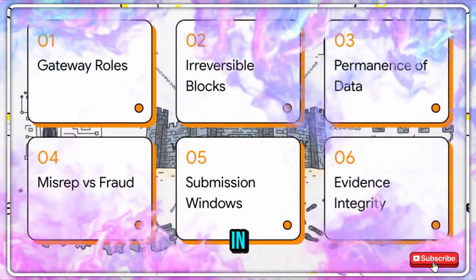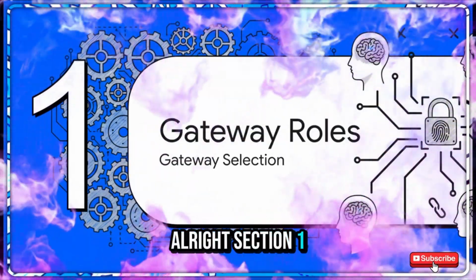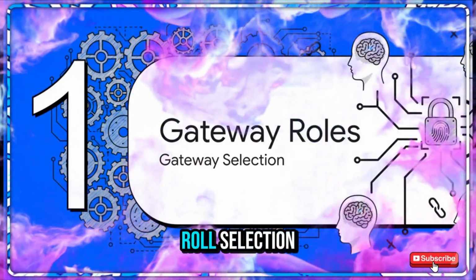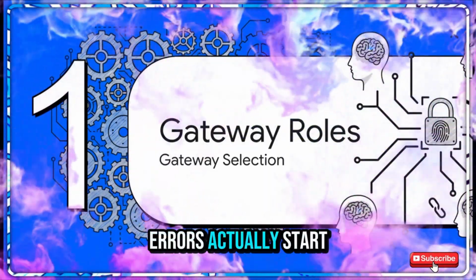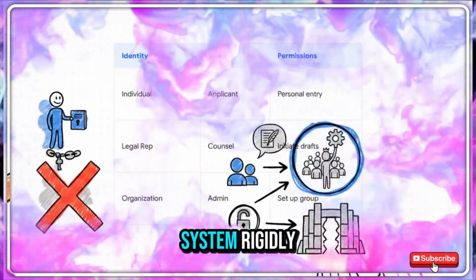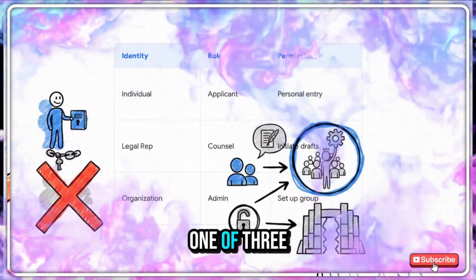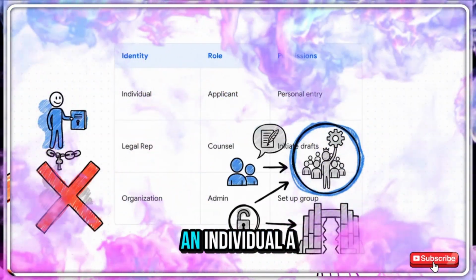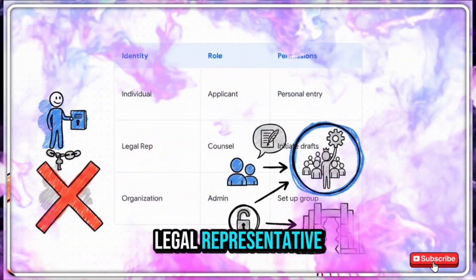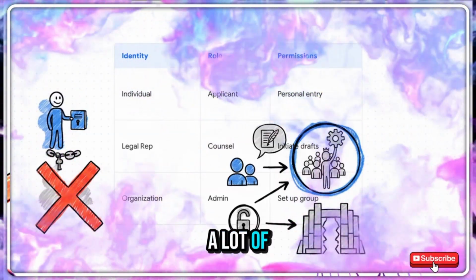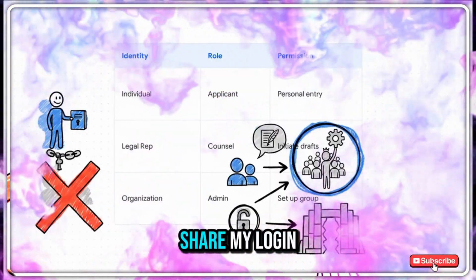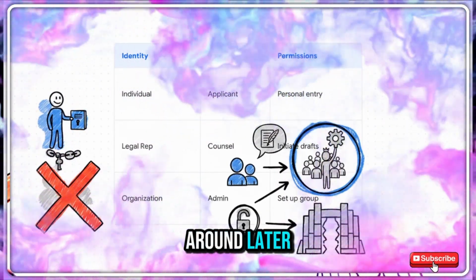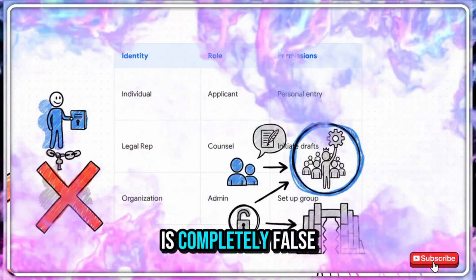Let's jump right in. All right, Section 1, digital gateway and role selection. This is where a lot of those fatal errors actually start. You'll notice the system rigidly forces you into one of 3 very specific identities: an individual, a legal representative, or an organization. Now, a lot of us just implicitly assume these roles are kind of flexible, like, oh, I can just share my login or shift data around later. Honestly, that assumption is completely false.